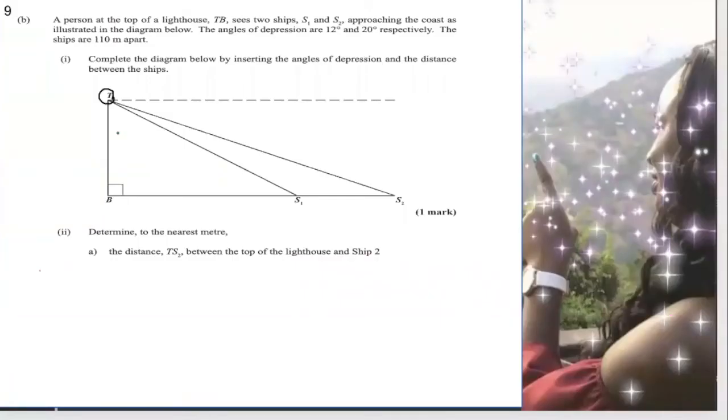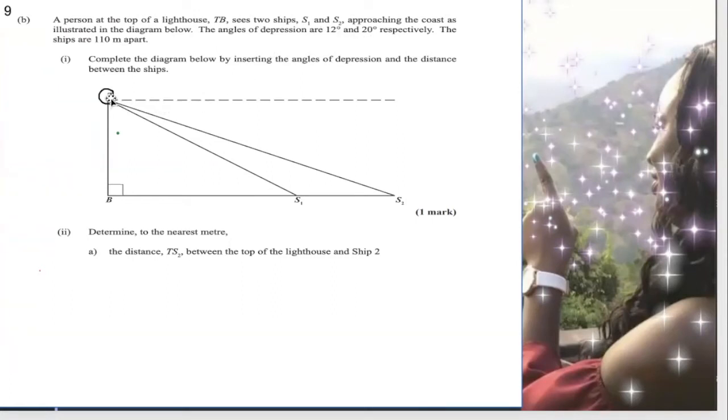What we're going to do, we're going to find out where 12 degrees and 20 degrees will lie on this diagram. Now, angle of depression means that we are at the top looking down on the S2, which is representing the second ship, and S1, which represents the first ship. The person is on the top of the lighthouse looking down on the two ships. So we're trying to find out the angle at which this person is looking at ship two and ship one. We're given two angles of depression, 12 degrees and 20 degrees.